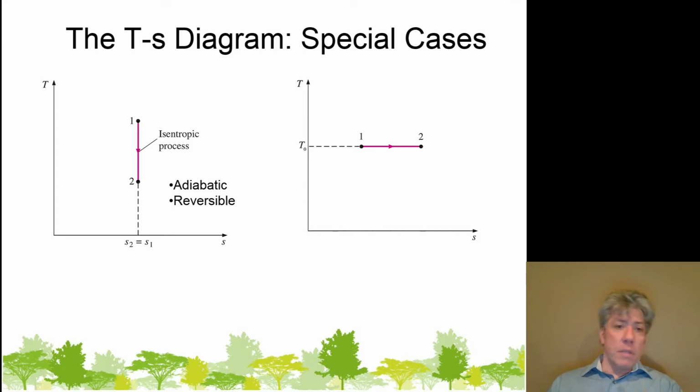Right? So it's just zero. As a matter of fact, we can say some things about this process because we know it's a vertical line. That means its entropy doesn't change. This is an isentropic process. Since there's no area beneath the process curve, that means there's no heat transfer, so this is also adiabatic.